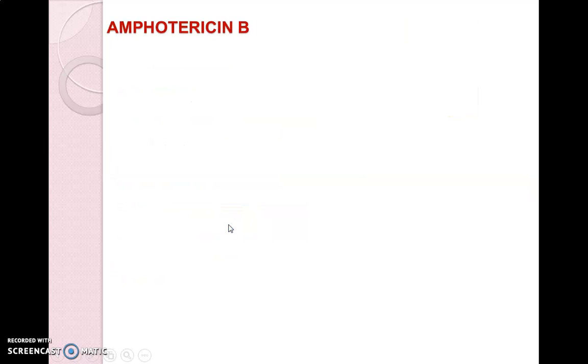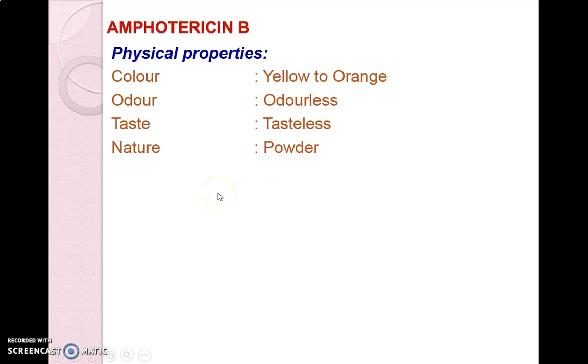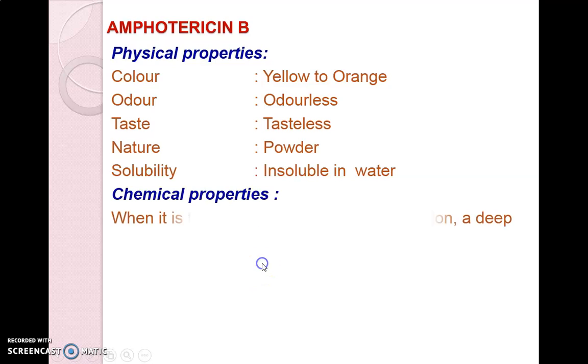Next, the antibiotic amphotericin B, which belongs to the class of natural antibiotics or antifungal antibiotics. As far as the physical properties, amphotericin B is yellow to orange in color and odorless. It is tasteless, a powder in nature, and insoluble in water.